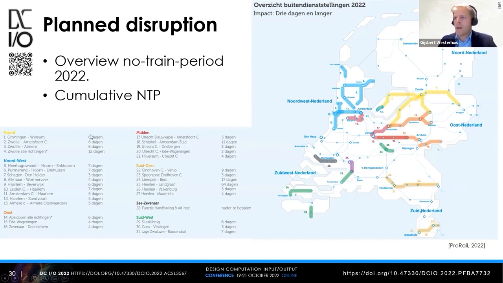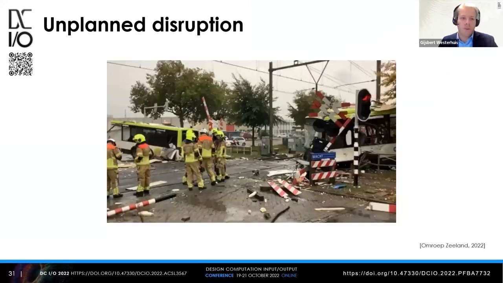And here you have how many days, this is in Dutch, but I think it's easily translated, 6 days between these two cities, 12 days here, even 64 days between two cities, no trains, only buses. So how to work with that? I think now mainly another way can be possible for a train, but that's very difficult also with planned disruption, but also unplanned disruption.